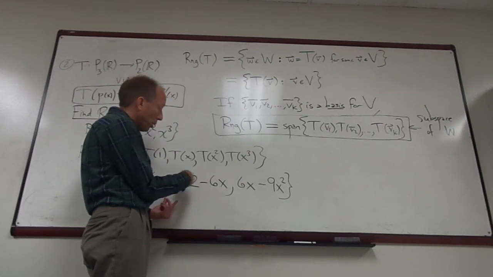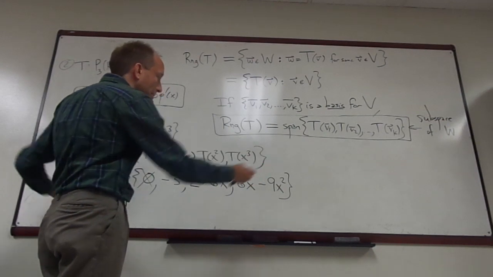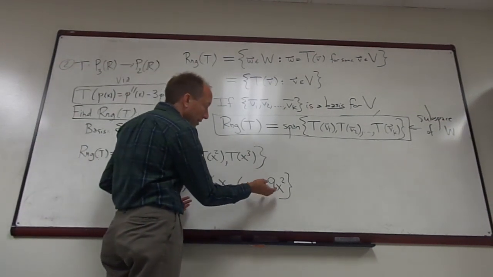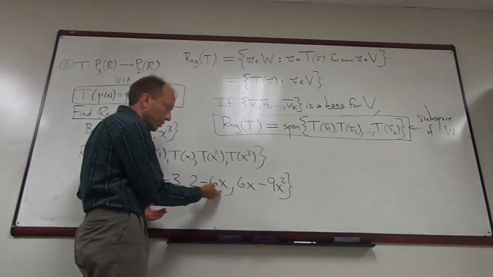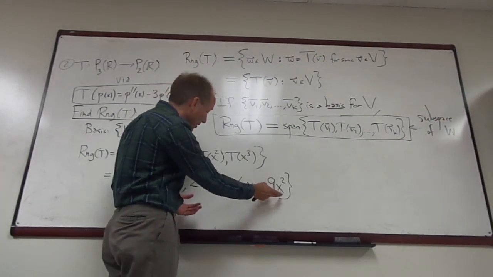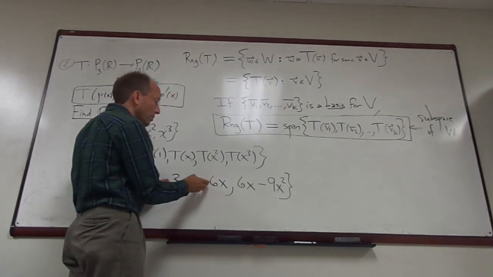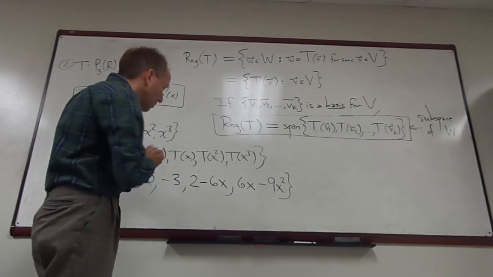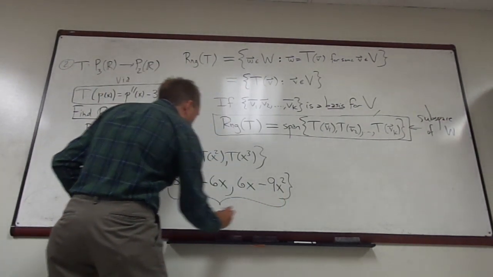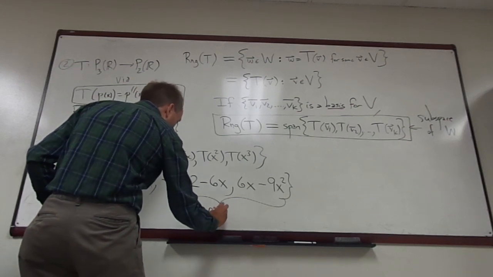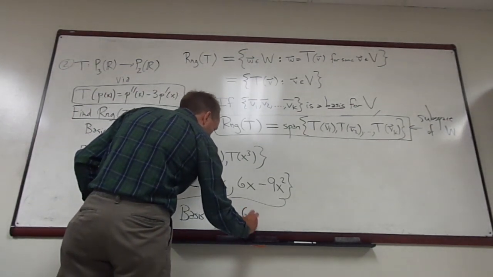But if you form all possible linear combinations of them, you're not going to get this entire set, because there's no x squared term. So this one over here is not going to be expressible in terms of these two because it has an x squared in it. So this one does not depend on these two. So these are linearly independent, and these three polynomials right here would be a basis for the range of T.